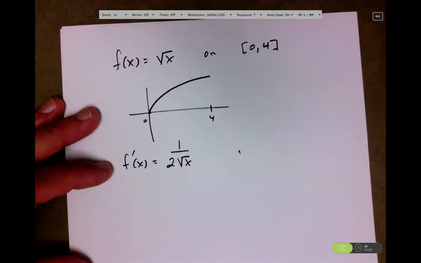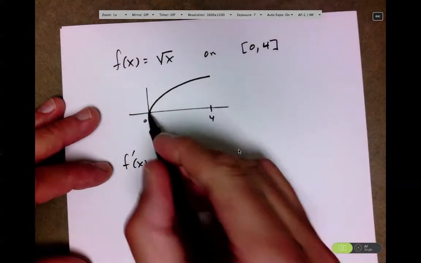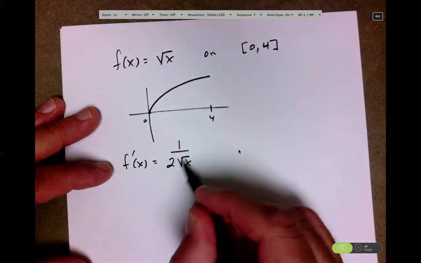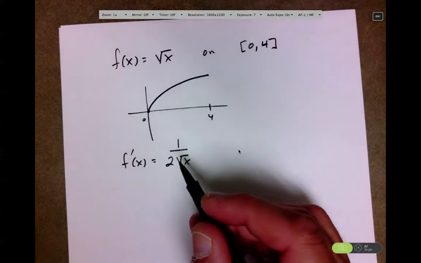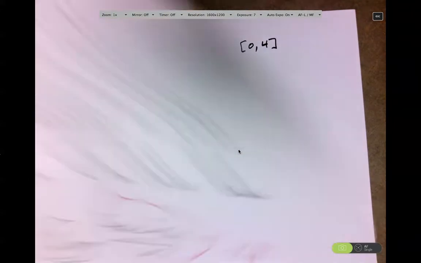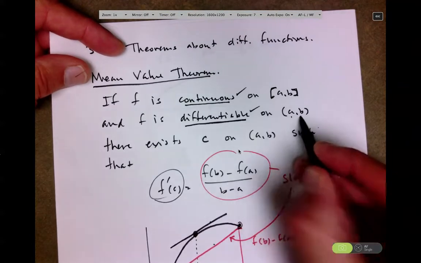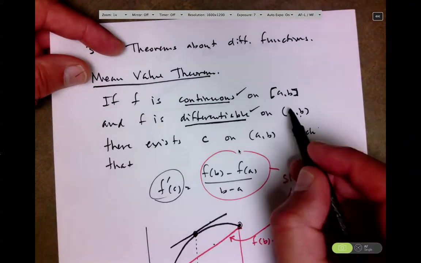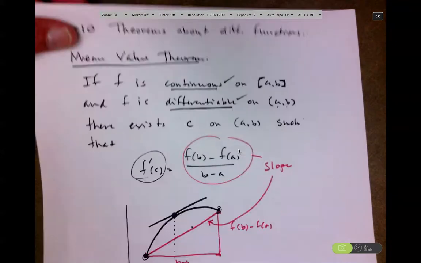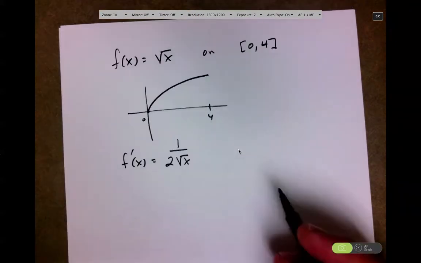All right, but if you look at what happens on this function at x equals 0, this thing is going to be undefined. This is one of those cases where we don't really care about what happens there, because we're just saying that it has to be differentiable on the interior, just between a and b, not necessarily at a and b. All right, so our conditions are going to be met on this one.